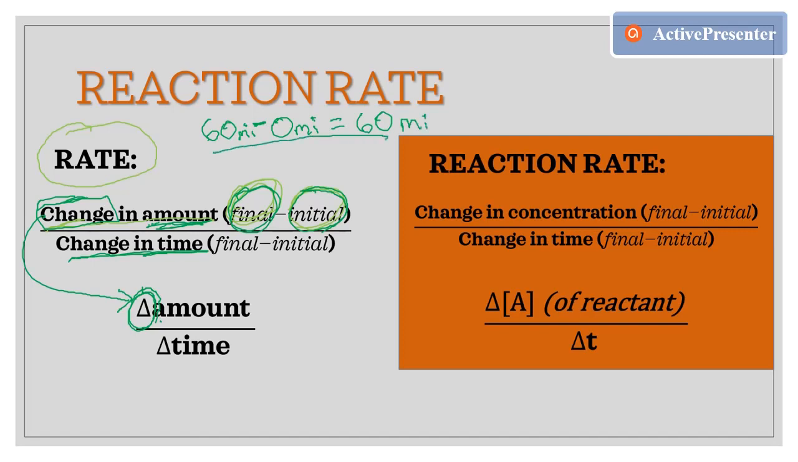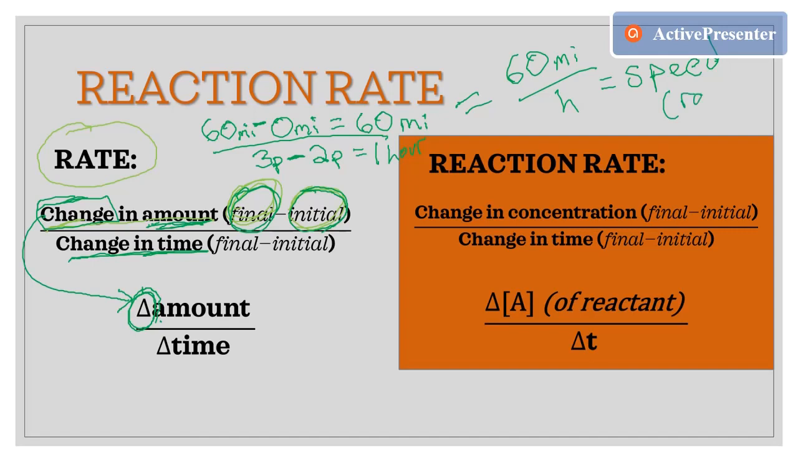And then over that, if you left at 2 p.m., that's the initial, so that goes at the end, and you got there at 3 p.m., that's the final, so we're going to put that in the front. 3 p.m. minus 2 p.m. equals 1 hour. So that means you drove 60 miles per hour. So that's the speed, which is a form of rate. That's the rate at which you drove. So that's just a general concept of rate.